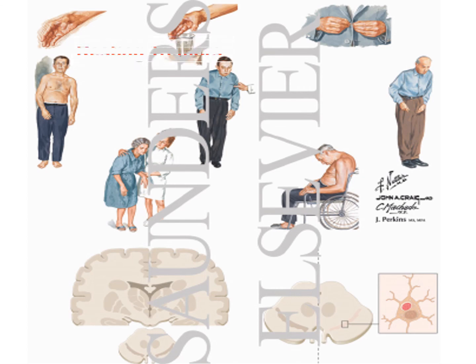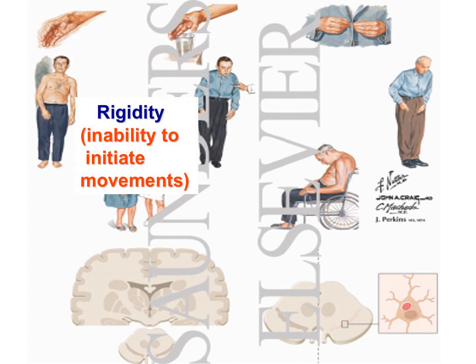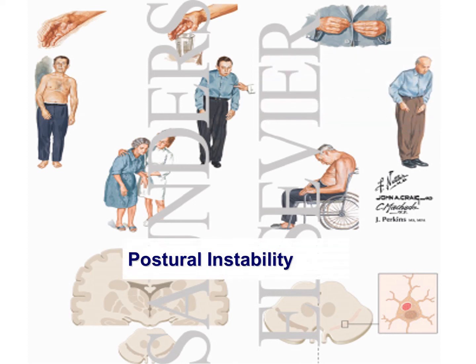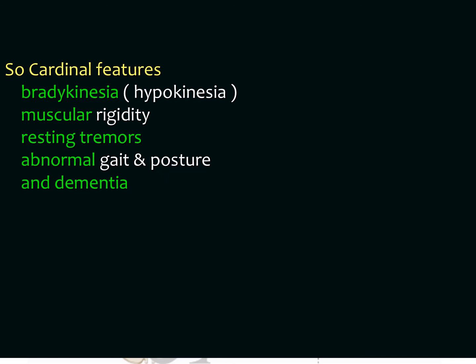There may be resting tremors, rigidity, inability to initiate the movement, then absolutely no movement, akinesia or bradykinesia, slow movement, or postural instability. So, the main cardinal features may be bradykinesia, even hypokinesia, muscular rigidity, resting tremors, abnormal gait and abnormal posture, and dementia. These are the cardinal features of Parkinsonism. And remember, treatment will be to treat the pathology. There was decreased dopamine, we will increase dopamine. There was increased acetylcholine, we will decrease acetylcholine. Okay.